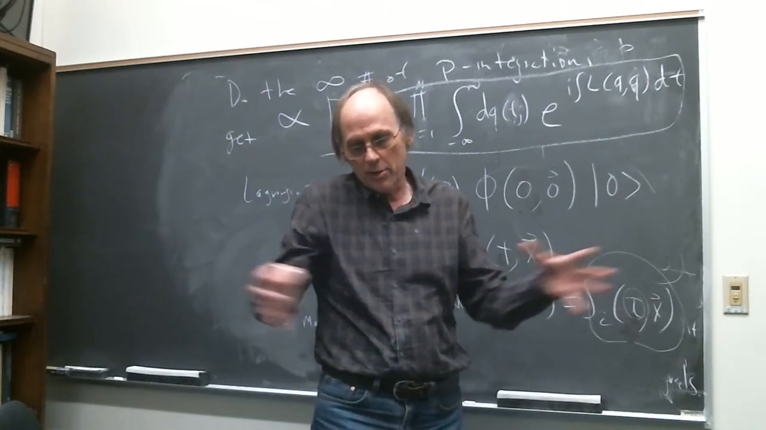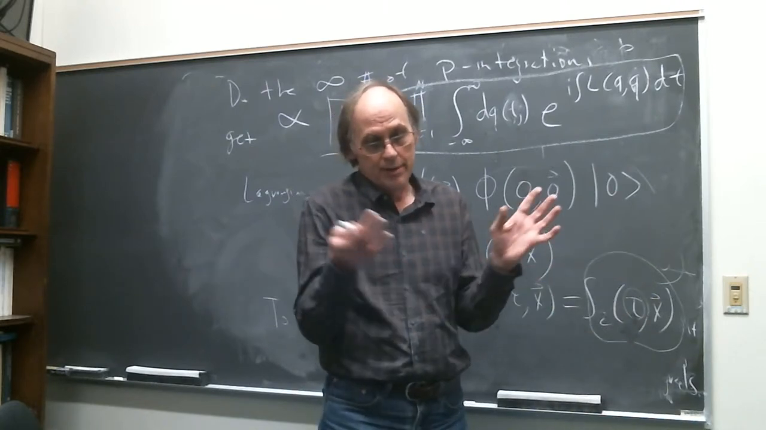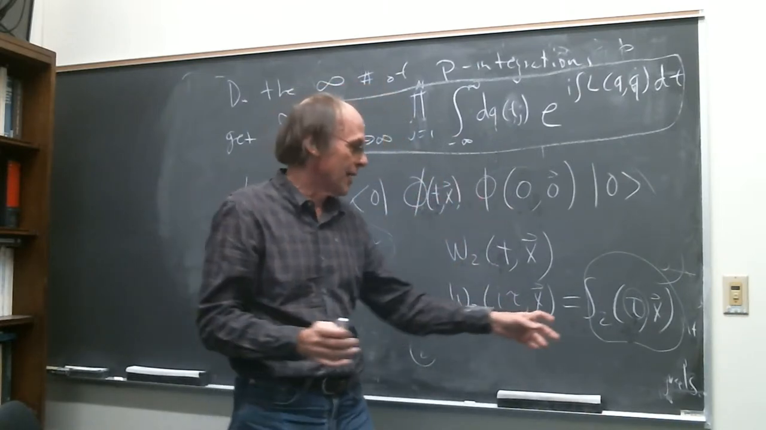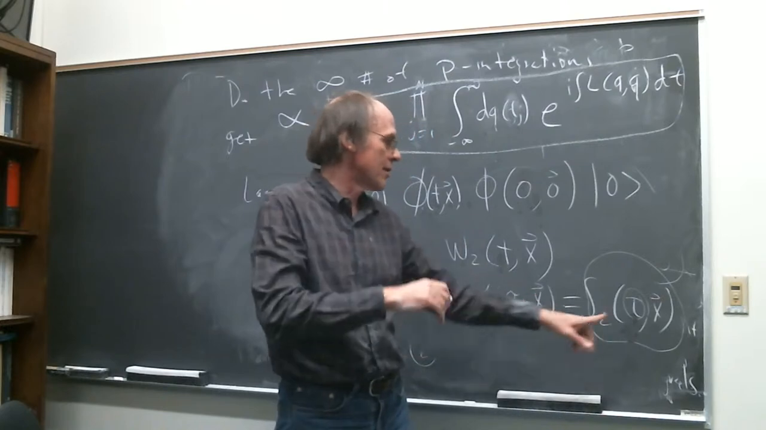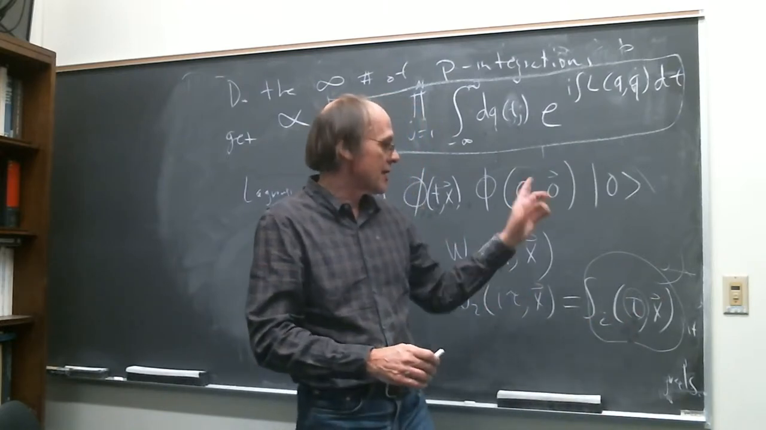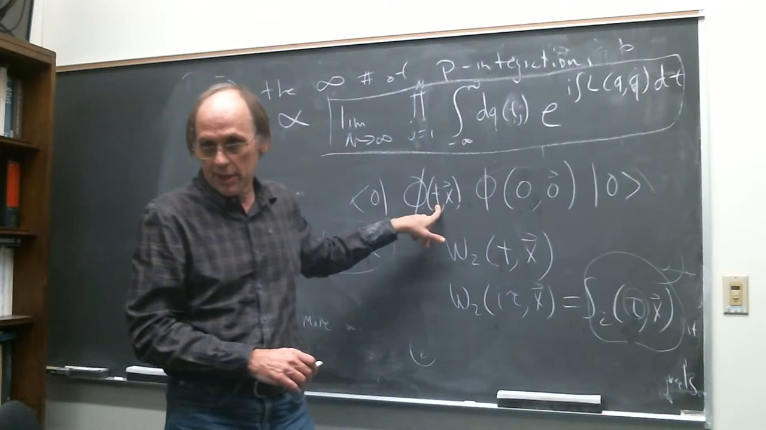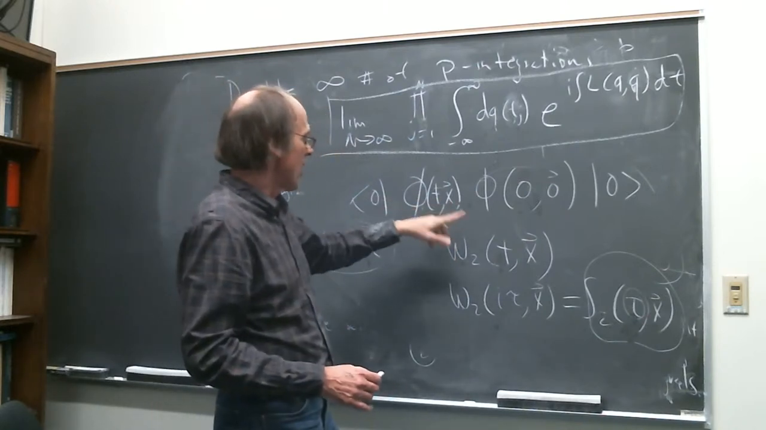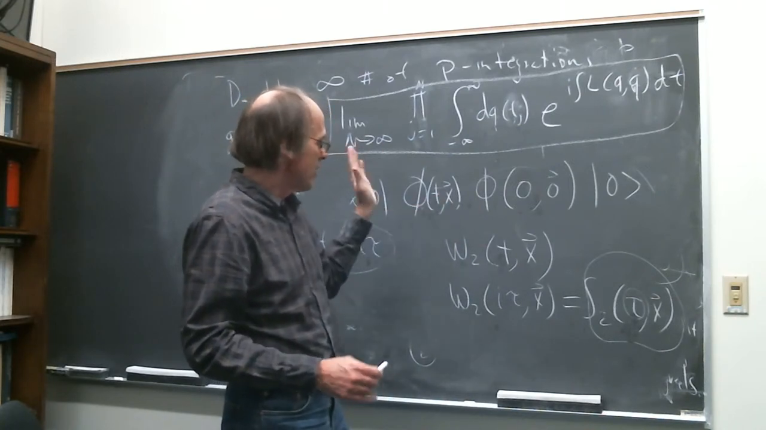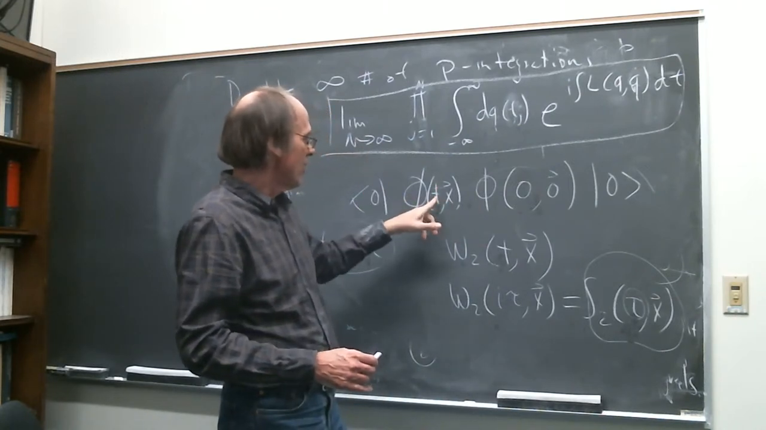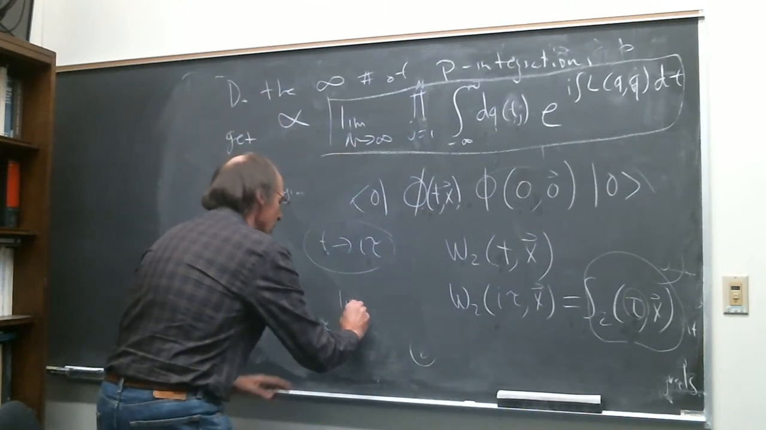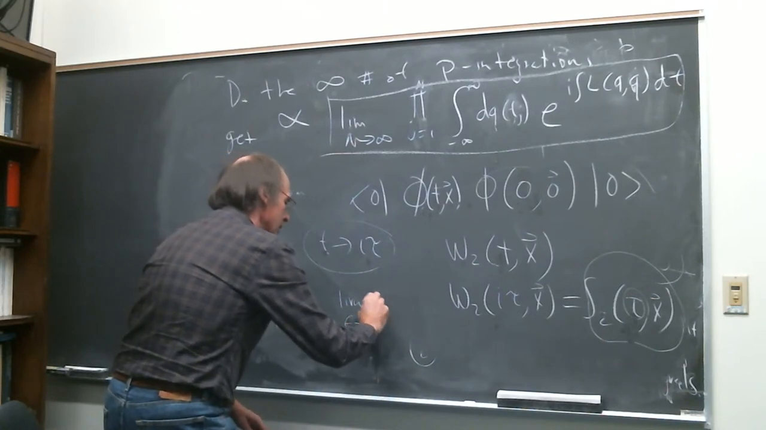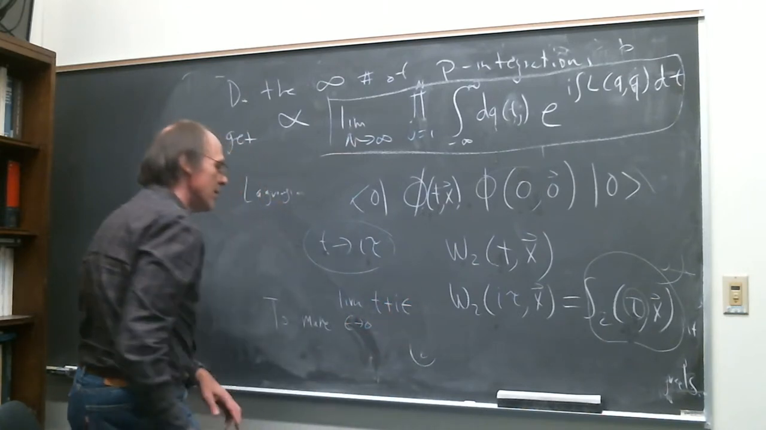If you can do this integral, if it really is a holomorphic function in this variable, then you can just evaluate that holomorphic function at real t. Or actually, what you have to do is take this as really the limit as epsilon goes to zero of t plus i epsilon.